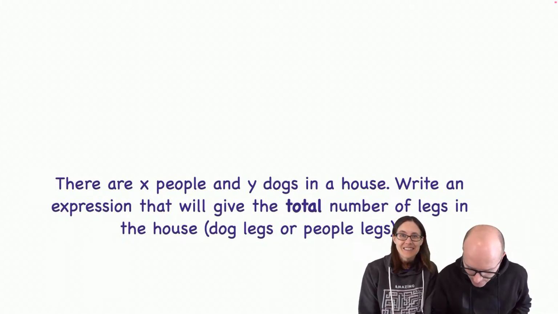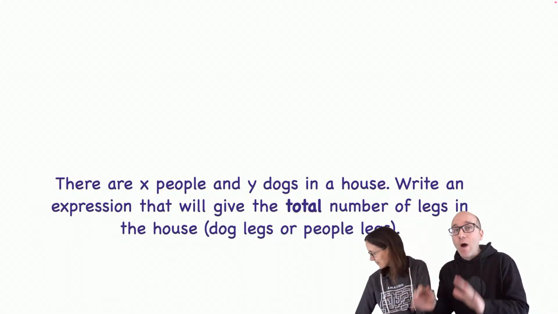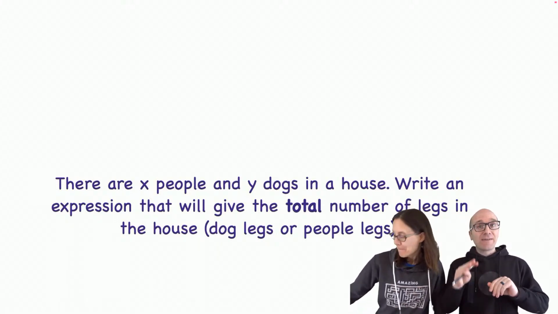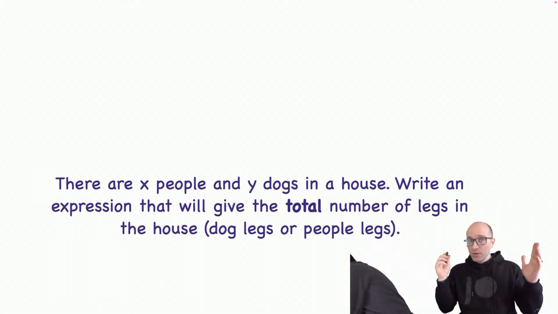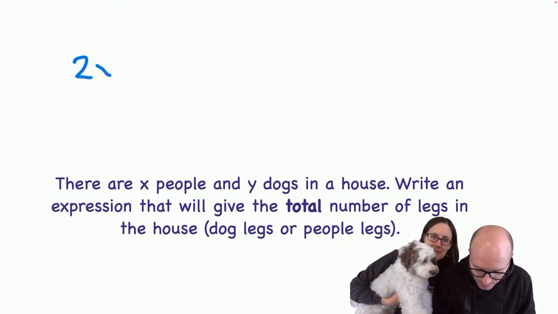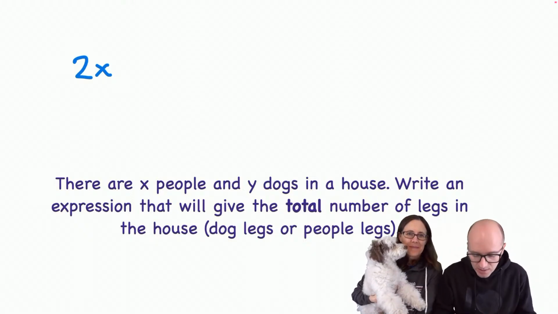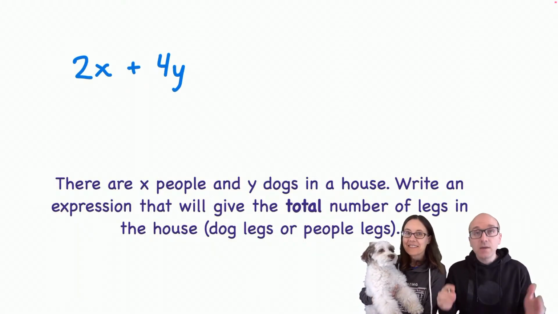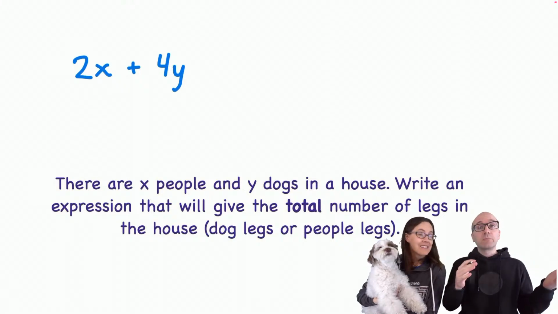All right, so on this one, X people and Y dogs, well, each person has 2 legs. Each dog has 4 legs. So the answer that we're seeing is 2 times X. So you double the number of people, plus you do 4 times the number of dogs, and that will give you your total, 2X plus 4Y.